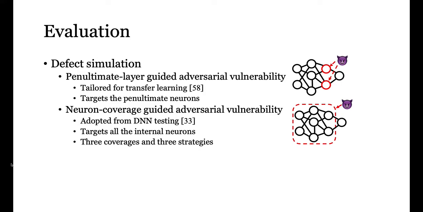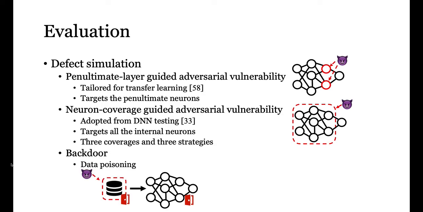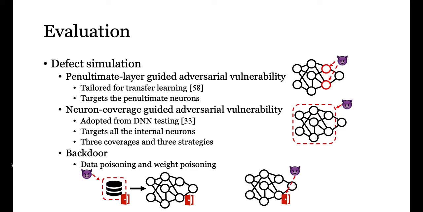The second type of defect is neuron coverage-guided adversarial vulnerability. It is adopted from the prior literatures of DNN testing. This attack targets all the internal neurons, and we implemented 3 different coverages and 3 strategies. For the backdoor, we implemented data poisoning. The attacker poisons the training dataset and injects backdoor in the model. The last defect is weight poisoning backdoor attack. The attacker directly manipulates the model to inject backdoor.